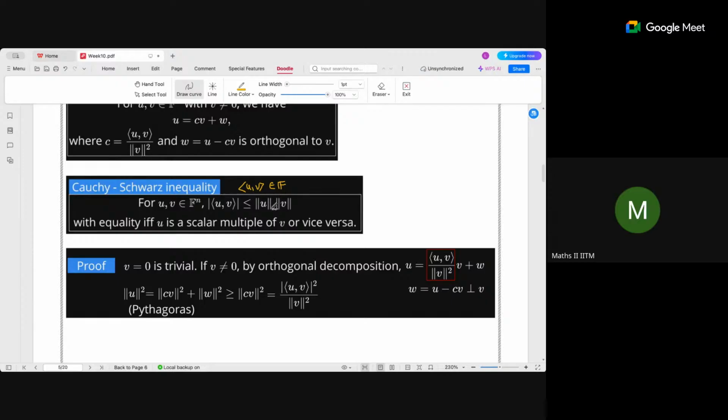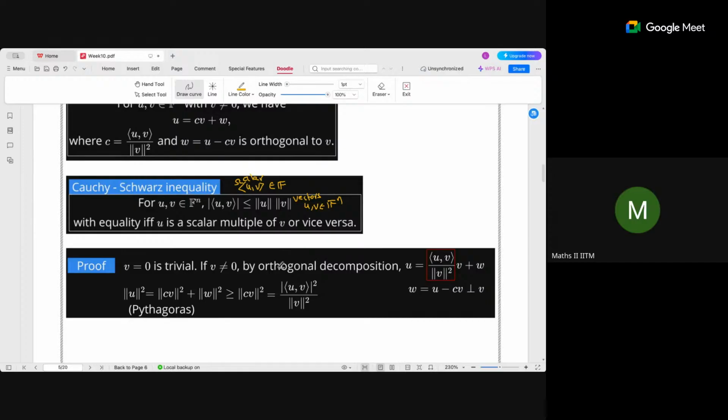You may wonder why on the right hand side you have norm, and on the left hand side we have modulus. Because u and v are vectors, and this is a scalar. So for a scalar we will have modulus, and for vectors we have norm. So let's assume that v is non-zero.